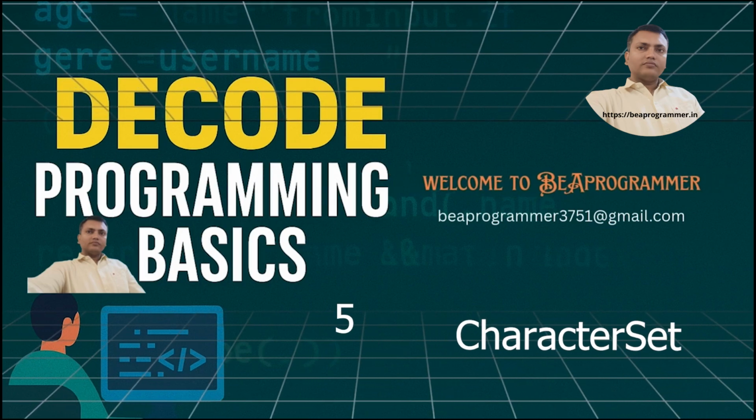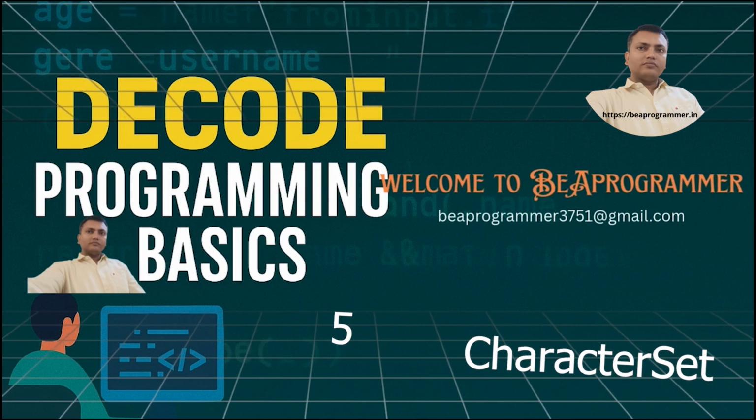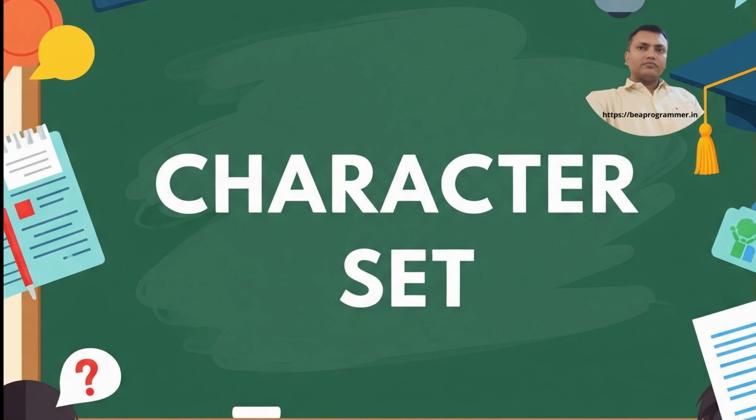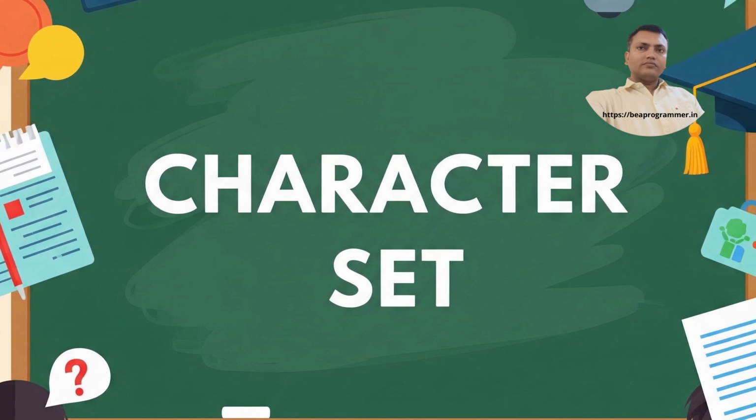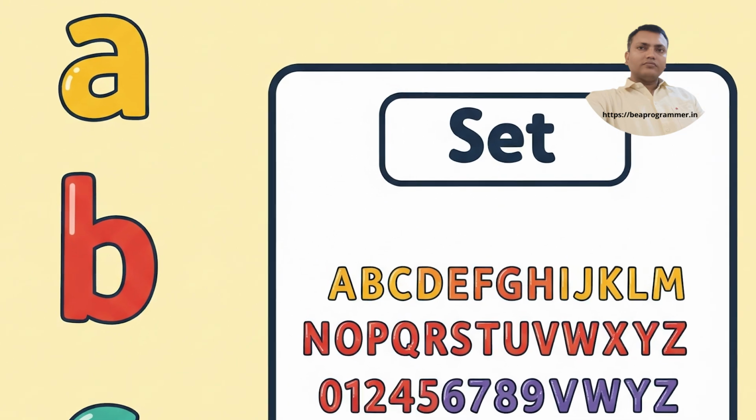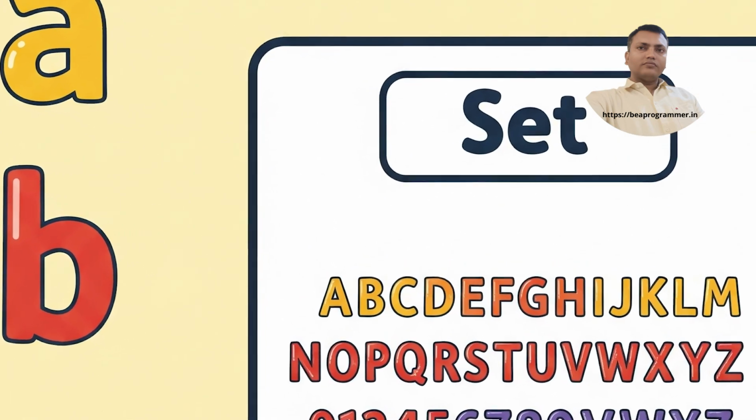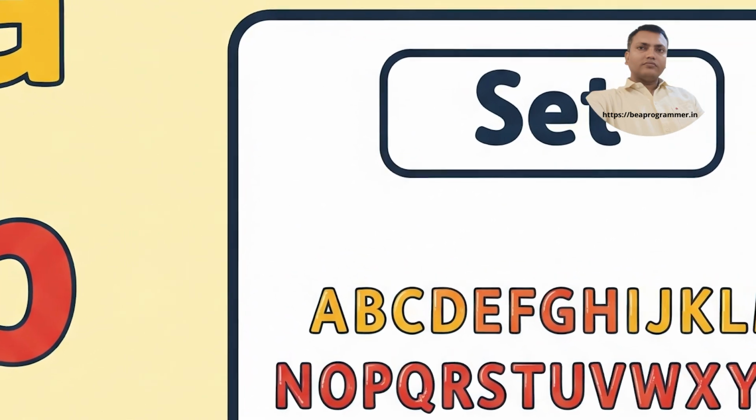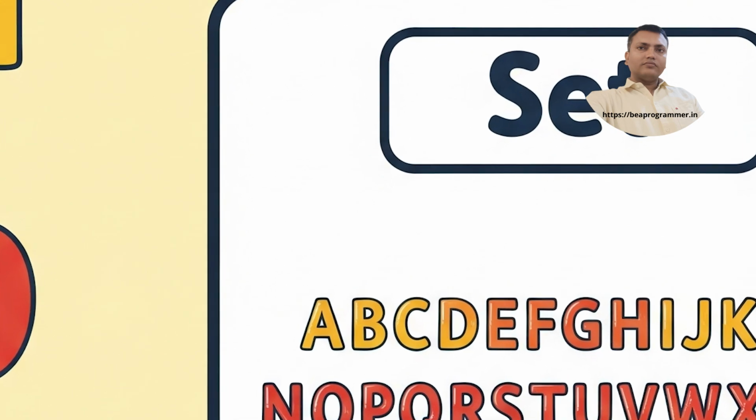Let's break down the term character set. Character refers to any single letter or symbol, like A, B, or even a digit, like 1. Set means a collection, so it's more than one character grouped together.